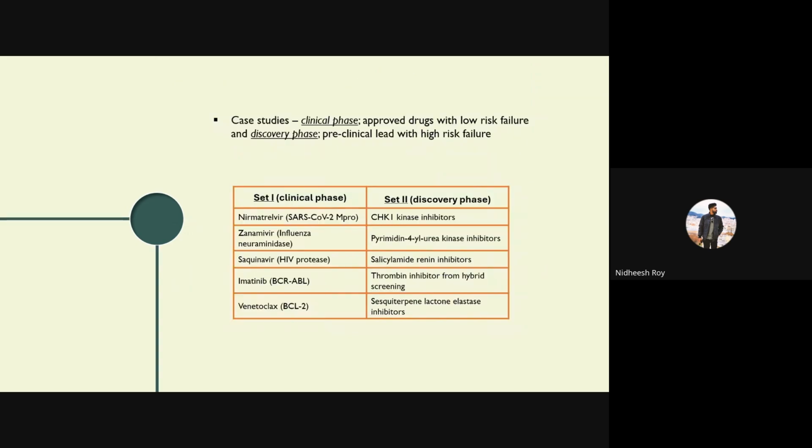We went through some of the case studies. These are the list of set 1 and set 2 discovery phase and clinical stage drugs, which we can simply Google and understand how these drugs have been identified using molecular discovery, molecular simulation, and molecular interaction studies.